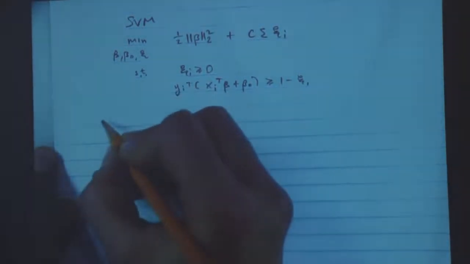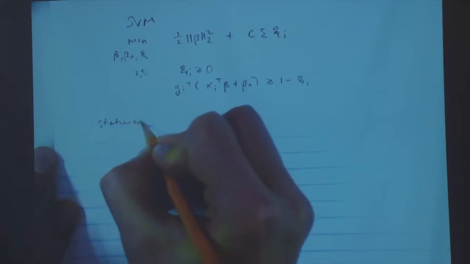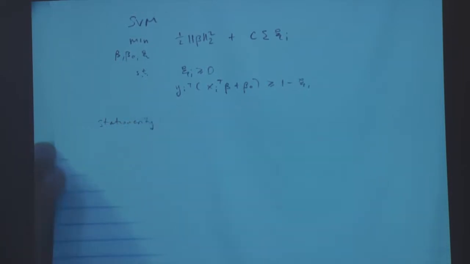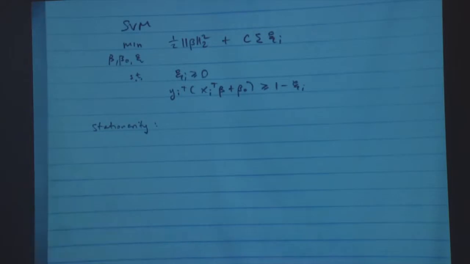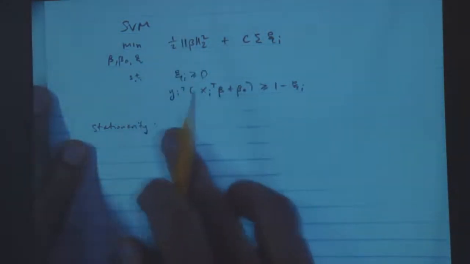Let's write down the stationarity condition now. The last two times we wrote down the Lagrangian explicitly. Let's try to just do it by reading off of the problem. It's good practice if we can do it without forming the Lagrangian. So we're going to take all of this, form a Lagrangian on the fly, and differentiate it with respect to beta, beta naught, and psi.